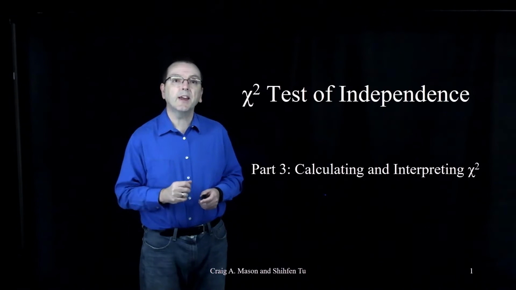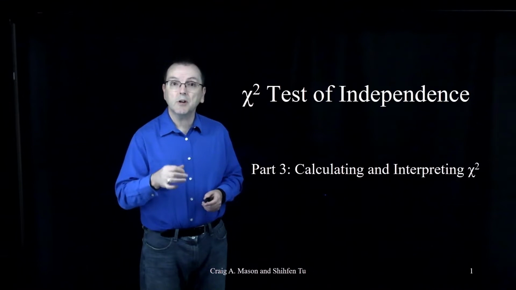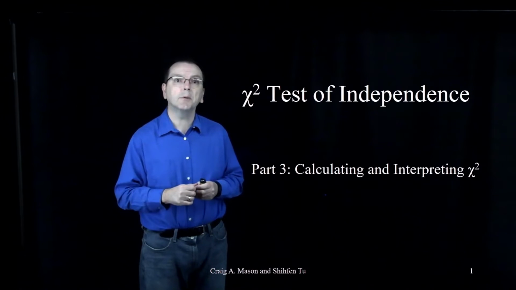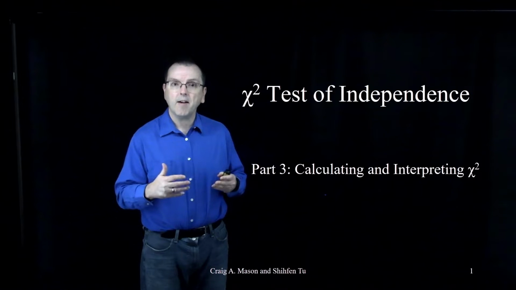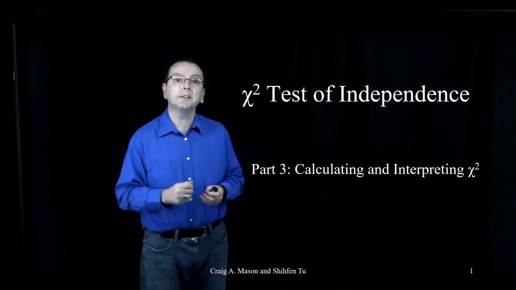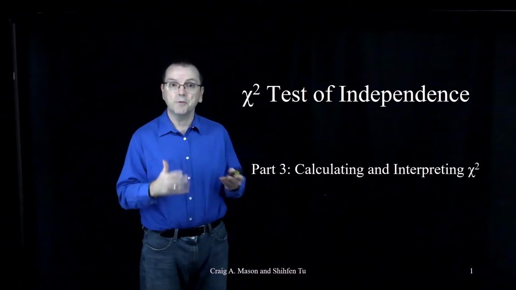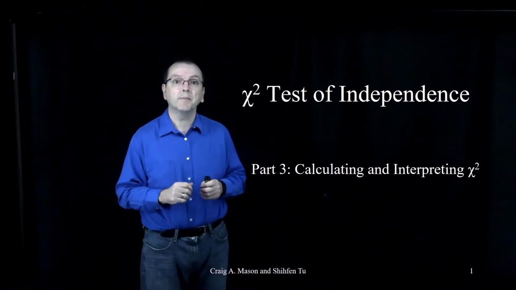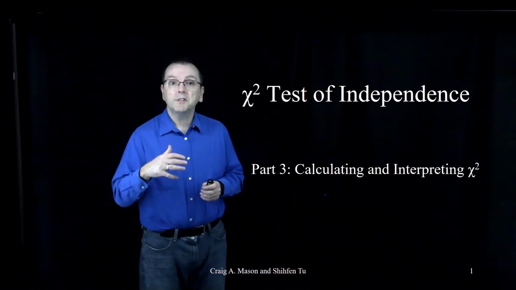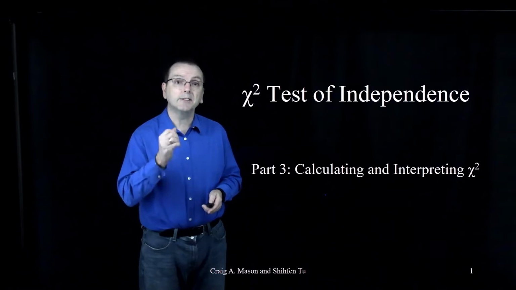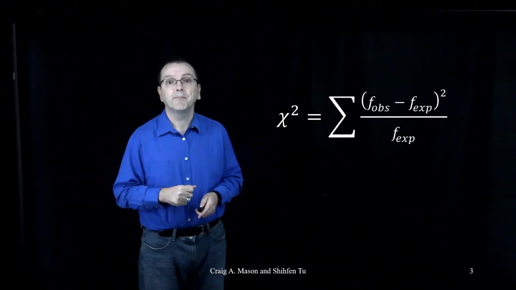In our previous video, we started with the observed frequencies for the combination of our two categorical variables, and then calculated the expected frequencies that we would expect to see if in fact those two variables were independent. We'll now use the observed and expected frequencies to calculate our chi-square statistic.